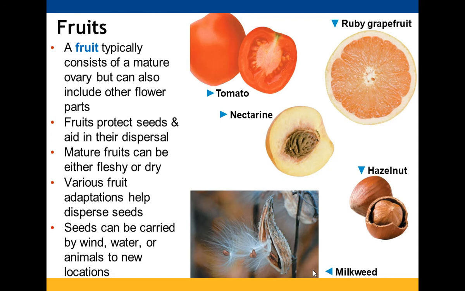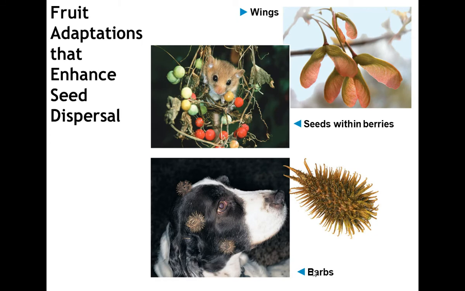Fruits are mature ovaries. They can have other parts attached to them. They help to protect the seeds. They also help to disperse them. They could be fleshy or dry. And again, they can be carried just the same ways we talked about before with the other seeds. So adaptations to help enhance seed dispersal: they can attach to things through barbs, they have wings that allow them to travel, and they're stored in fruits so that they can be transported by animals from one location to another.